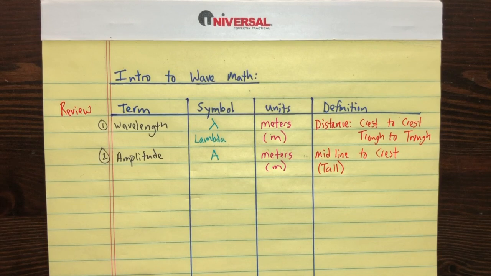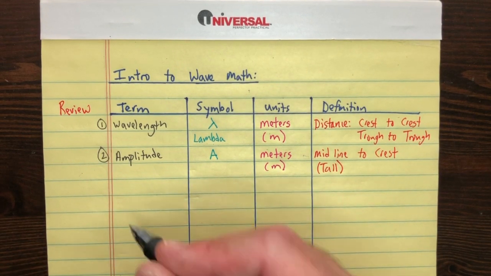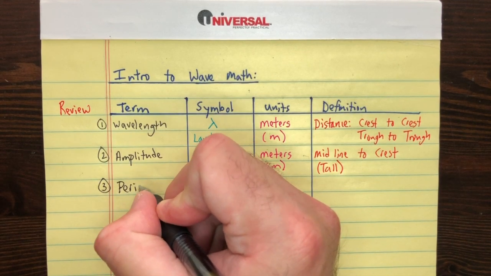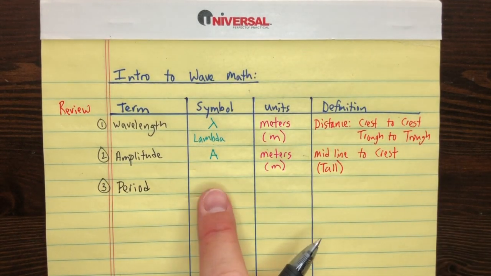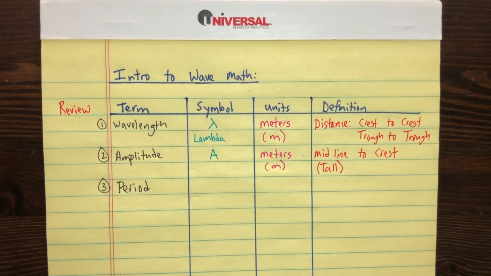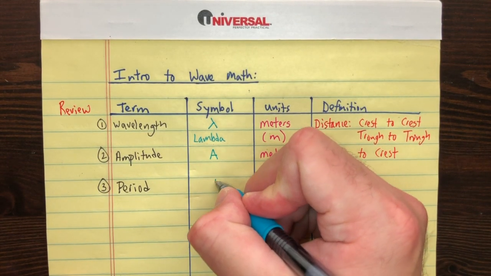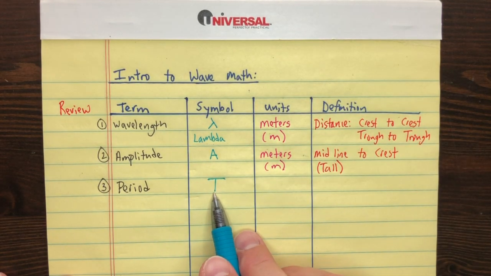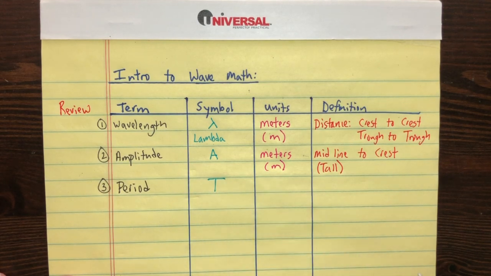Okay, term number 3. We're going to go with the wave's period. So same deal, hit pause, see if you can go symbol, units, definition. All right, the symbol for period, in physics we actually use an uppercase T. And the period is the time it takes for the wave to make a complete cycle.